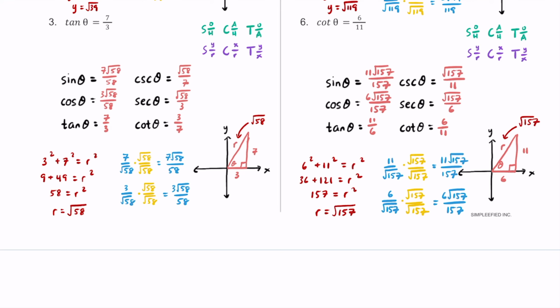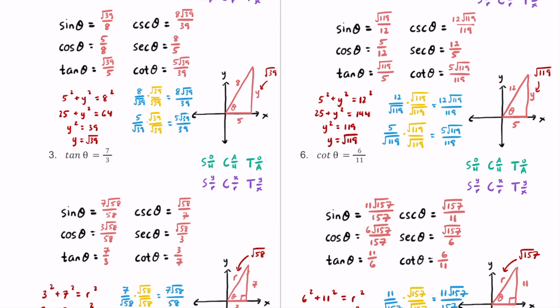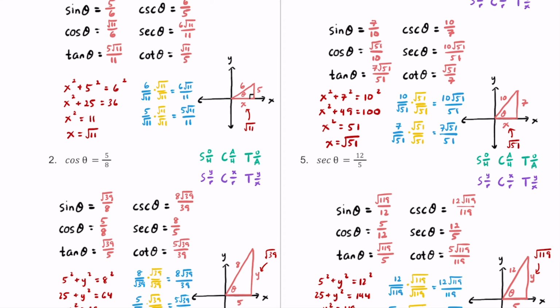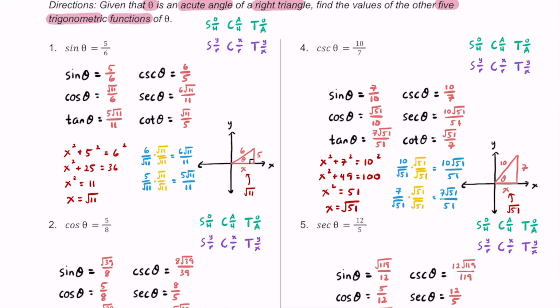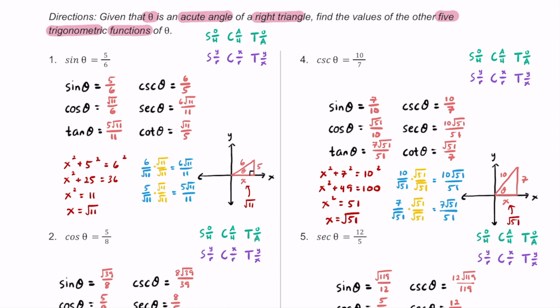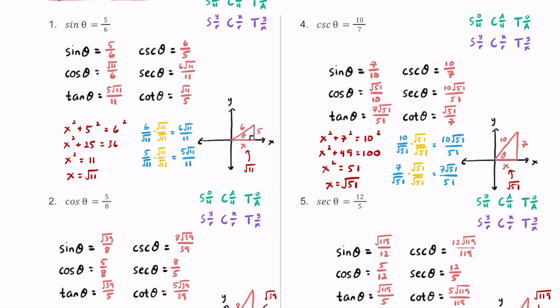All right, so there you have 6 different practice problems on being given one of these trig ratios and then finding out the other 5. In these ones, I wanted to make sure that we couldn't simplify any of the radicals, so we didn't have to think about that. But in some other practice problems, you may have to simplify the radical and pull out perfect squares as well.